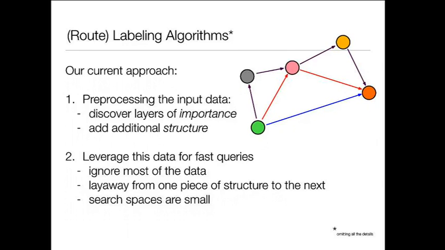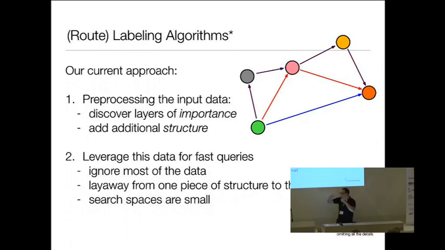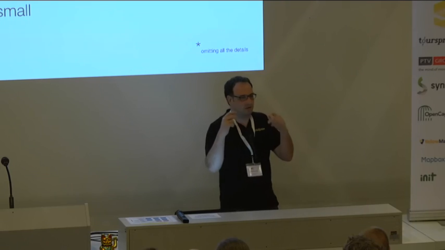And once we have this information, we add additional structure to the data. And we leverage that for fast queries. You can think of it as a climber layering on pieces of structure from one piece to the next. And the way we construct this is that the amount of data that you have to look at to find a route is relatively small.